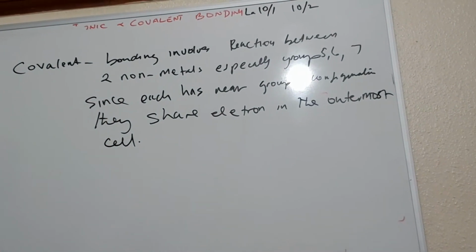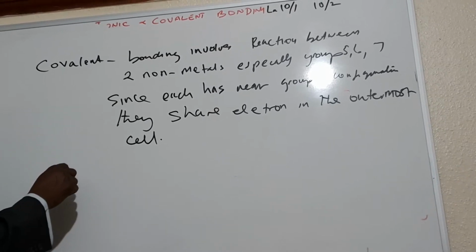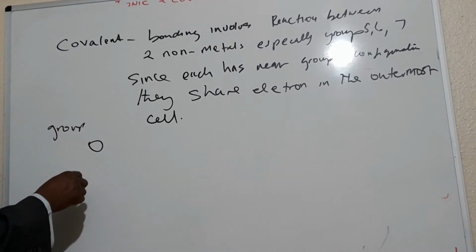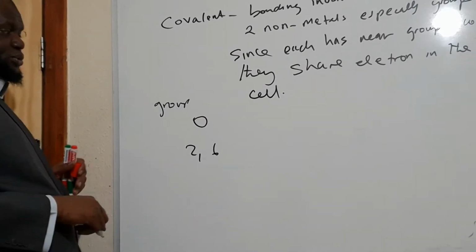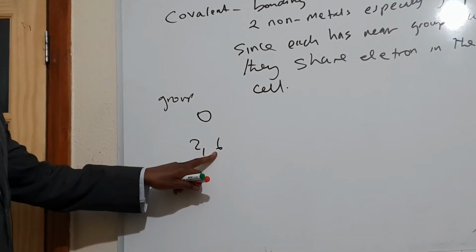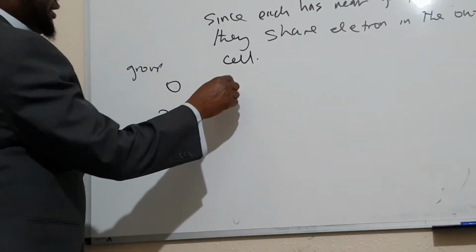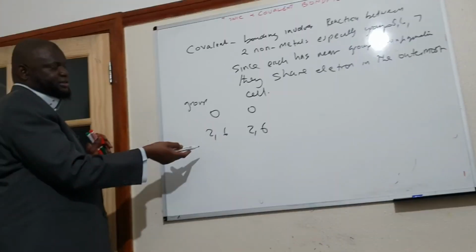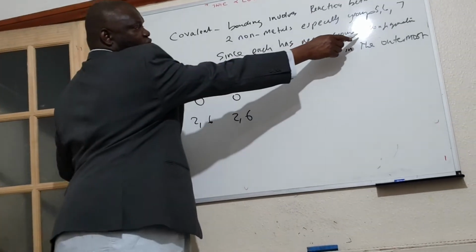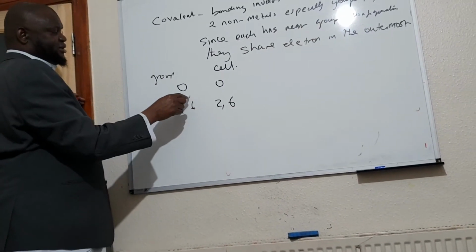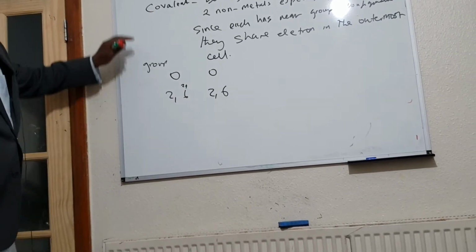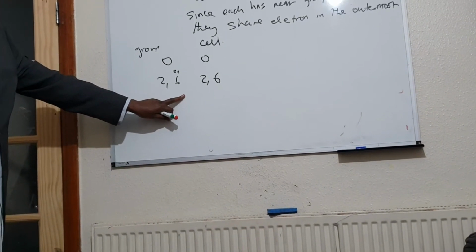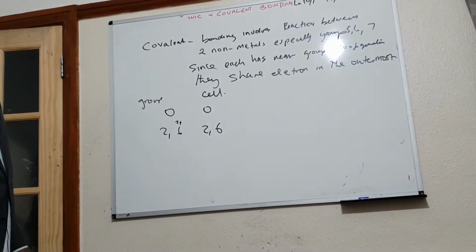So, basically, let's look at oxygen. Oxygen is in group 6. Okay? It's 2, 6. So oxygen has 6 in the outermost shell. Now, if it's going to react with another oxygen, which is also 2, 6, because this is more than 5, it's very close to group 0. It's only 2 less than 8. So they form covalent bonds, okay, involving sharing of electrons.